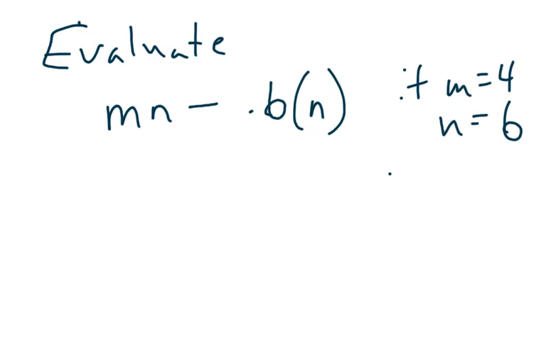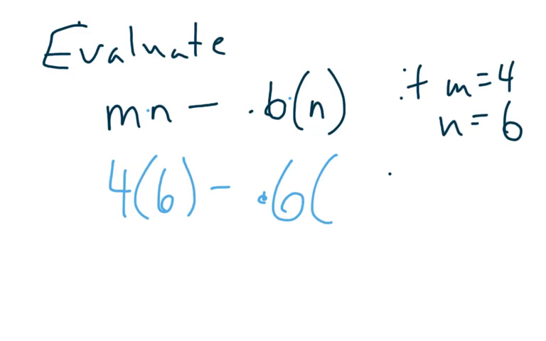This time, we want to evaluate mn minus 0.6n. So this means we're multiplying those two. This here also means we're multiplying. So now we have 4 times 6 minus 0.6 times 6. 4 times 6 is 24. 0.6 times 6 is 3.6.